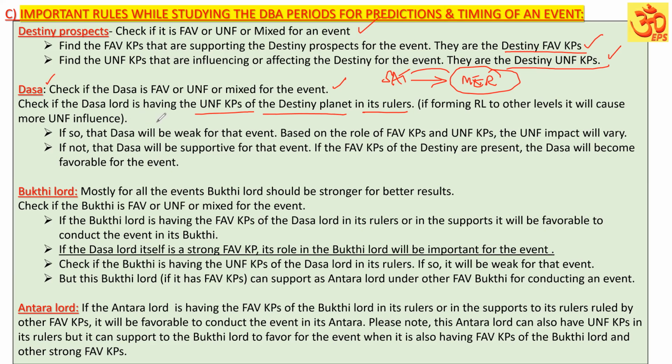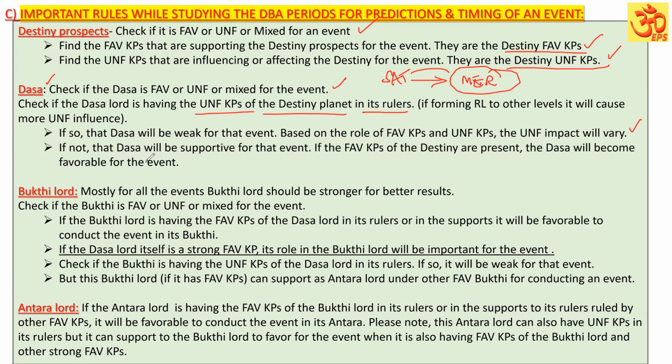As per our level-wise study of how to study a planet, those points we have to check. So they are all general points. Okay. And so we have found that if the destiny planet's unfavorable key planet is present in the dasa lord, it is becoming weaker, right? If the unfavorable key planets of the destiny are present in the dasa lord, it will be weak for that particular event. Based on the role of the favorable key planets and unfavorable key planets, the unfavorable impact will vary. That we know in general.